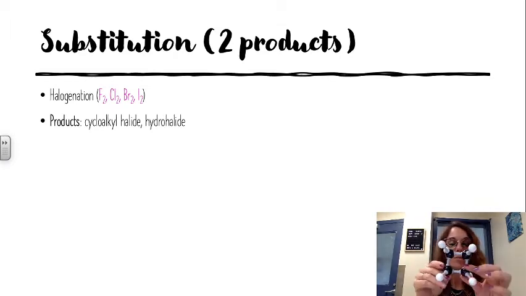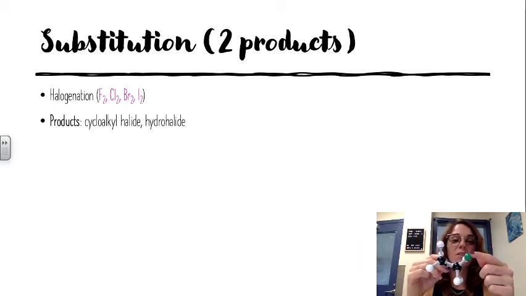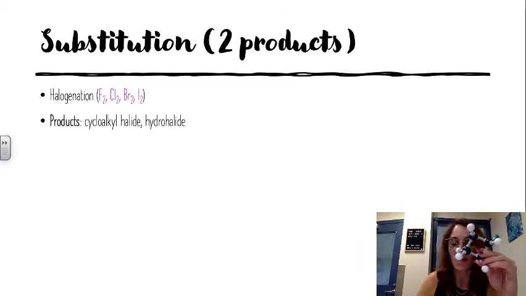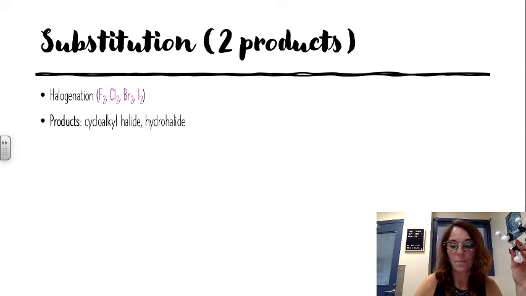So what would I call this? This is 4 carbons, so this is butane, but it is a cyclic structure, so this is cyclobutane. And now I have this iodine here. So this is iodocyclobutane. And then here is my hydrohalide, which is hydrogen iodide.